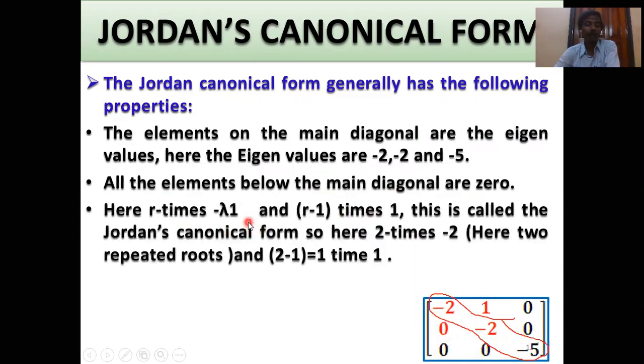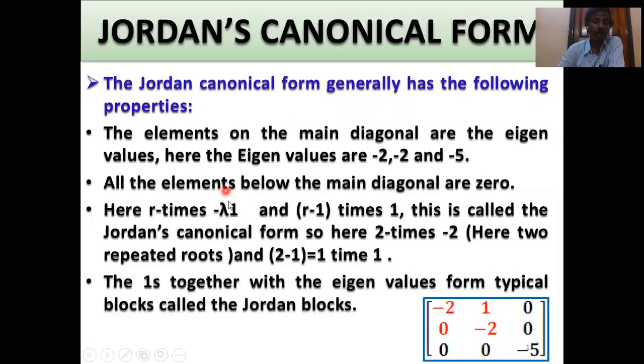Here r times minus lambda 1 and r minus 1 times 1. This is called the Jordan canonical form. Here 2 times -2 and 2 minus 1 times 1. Then the ones together with the eigenvalues form typical blocks called the Jordan block. This is the Jordan block, because r times repeated roots and r minus 1 times this one.